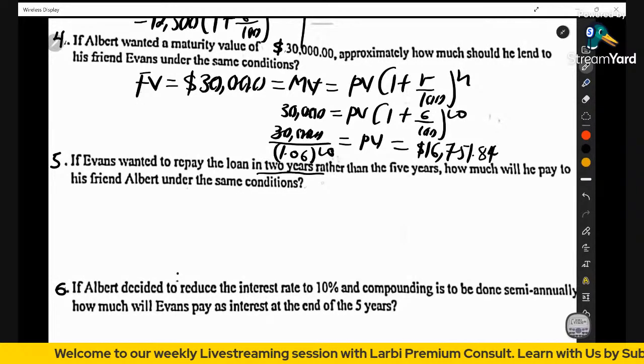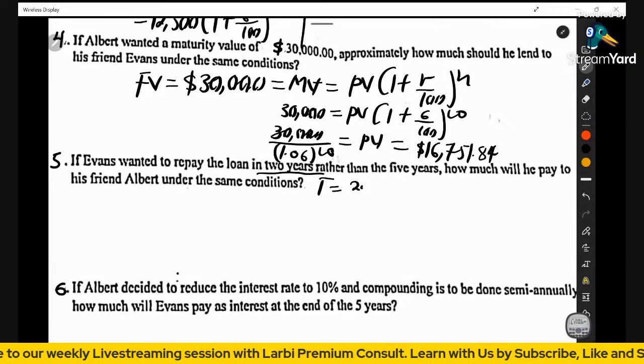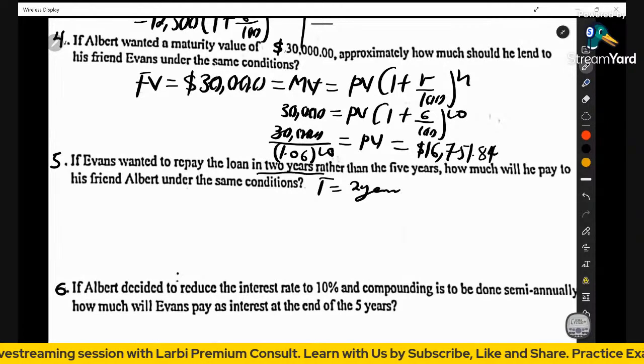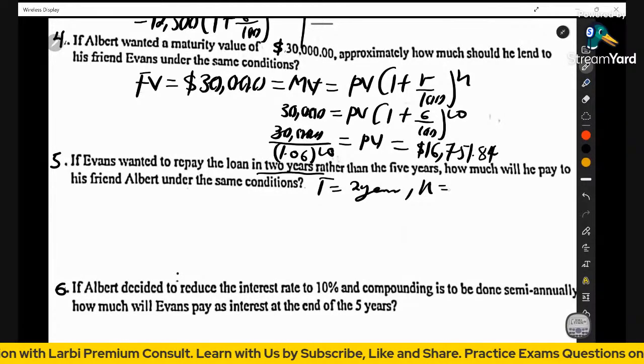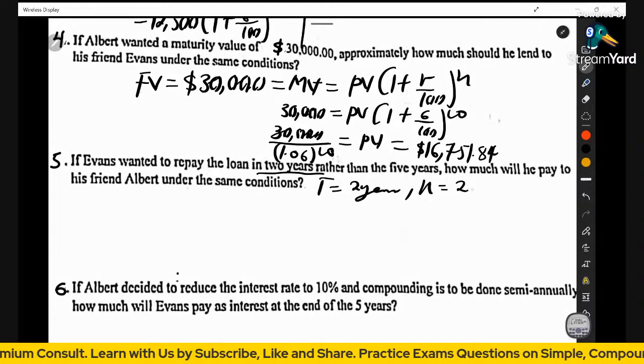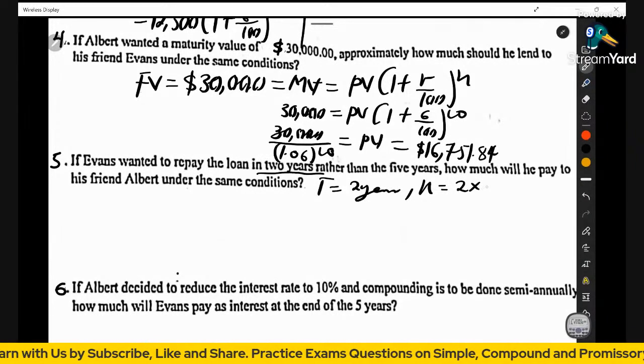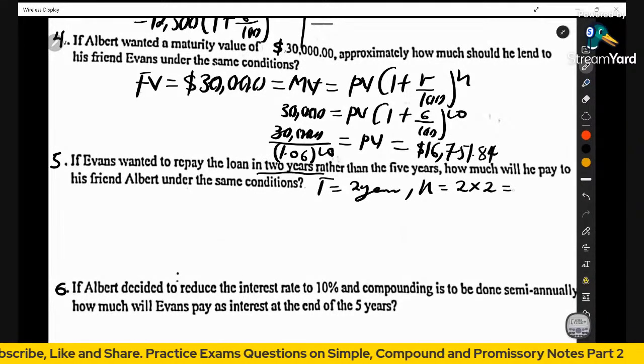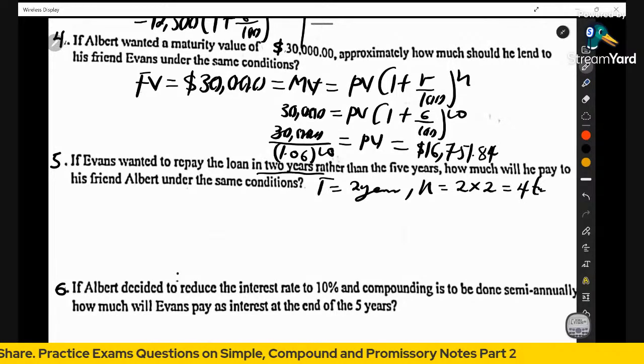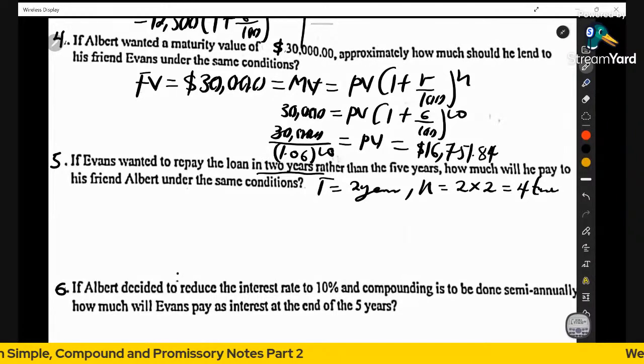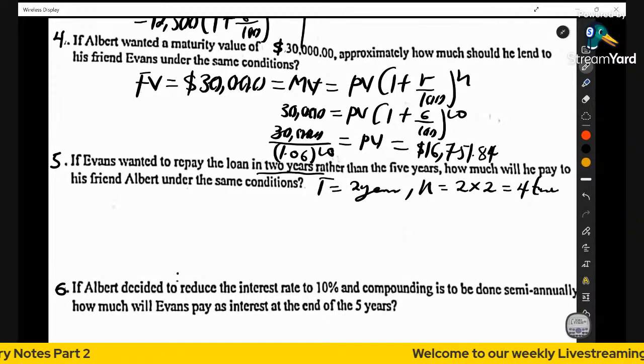So now our time in this case is going to be 2 years instead of the 5 years, and then the number of times is going to be the compounding, semi-annually, multiplied with the time, which is 2 in this case, and that's going to give us 4 times. So this is what we're going to change in the equation of the future value. So what are we going to get? How much will we pay his friend? So that's the future value.